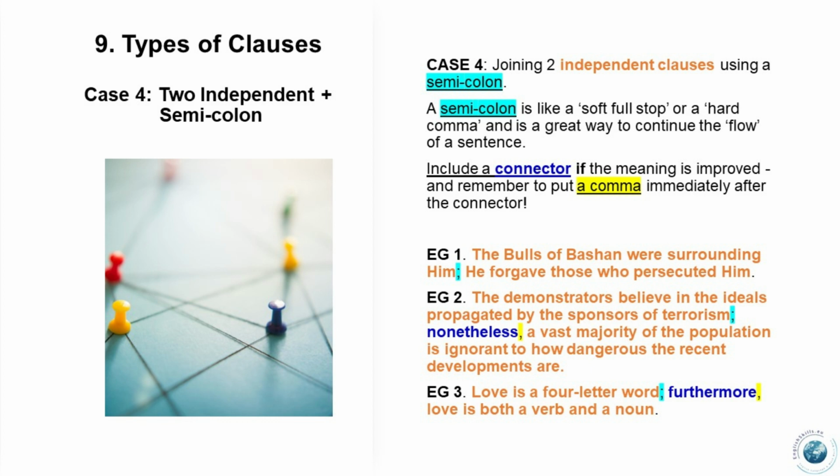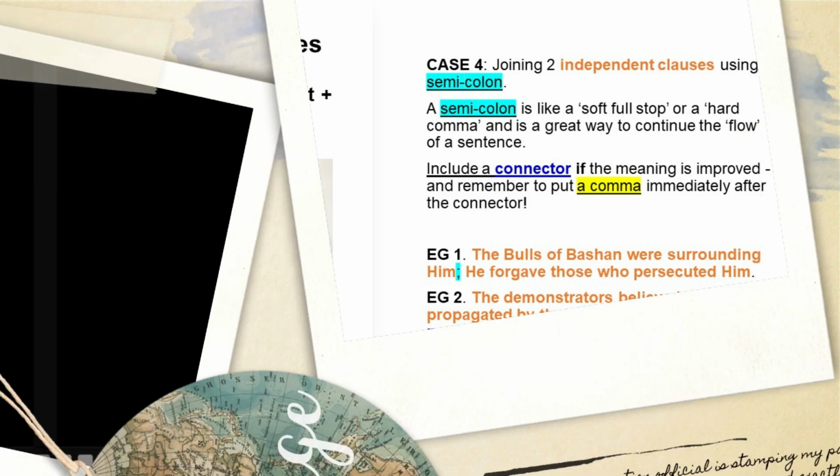Example 1. The bulls of Bashan were surrounding him. Semicolon. He forgave those who persecuted him. Full stop. Example 2. The demonstrators believe in the ideals propagated by the sponsors of terrorism. Semicolon. Nonetheless, comma. A vast majority of the population is ignorant to how dangerous the recent developments are. Full stop. Example 3. Love is a 4-letter word. Semicolon. Furthermore, comma. Love is both a verb and a noun. Full stop.